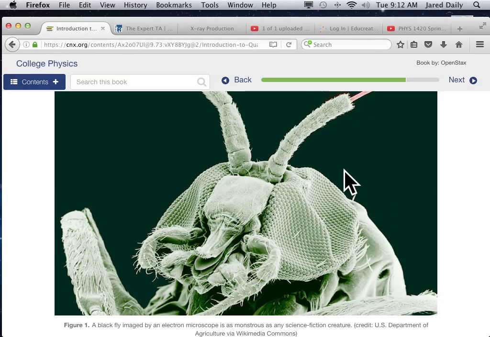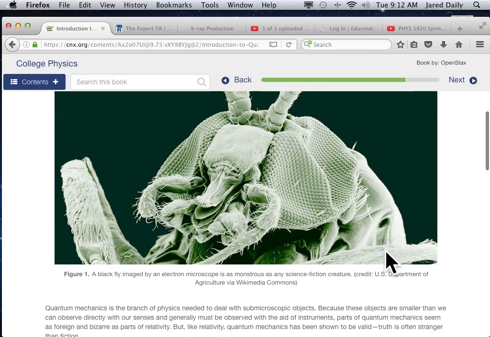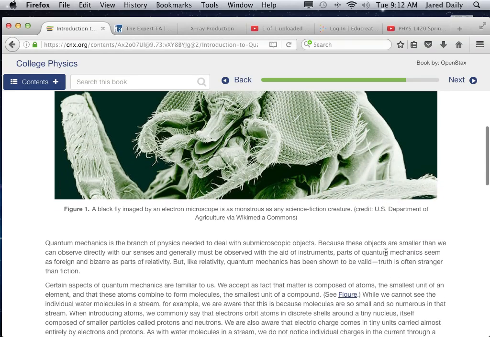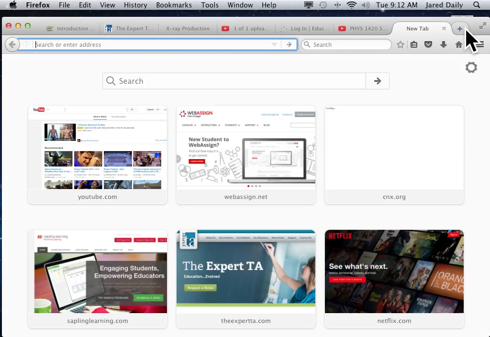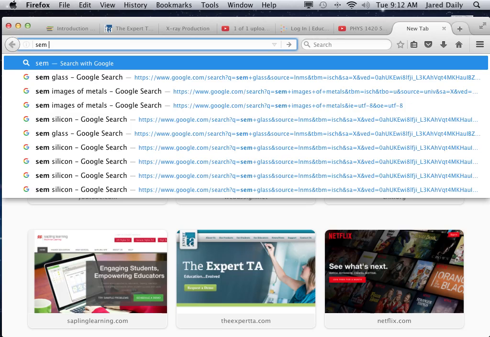And this is not even a good example. A fly, you can see a lot of the detail of a fly with a normal microscope. Not this much detail, but a lot of it. A scanning electron microscope can see things even much smaller.